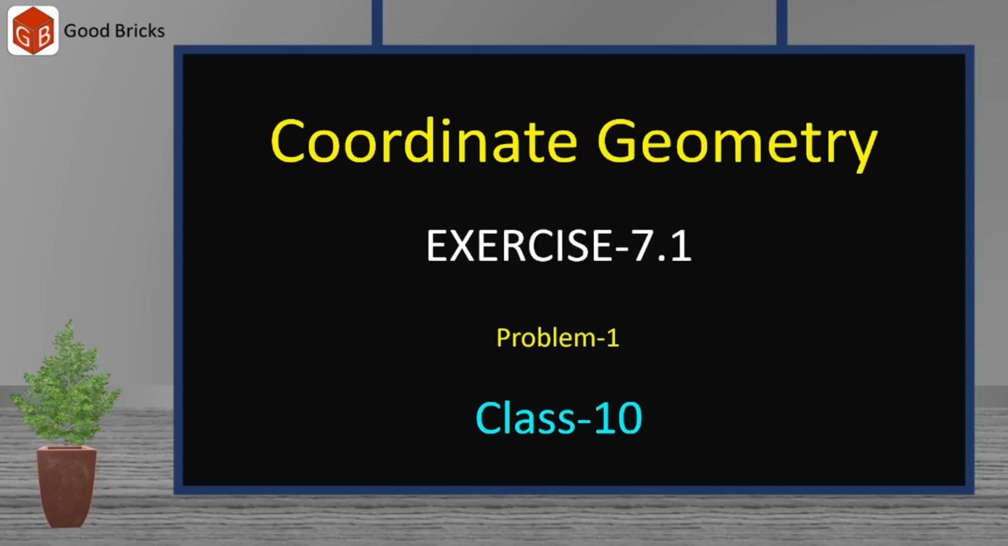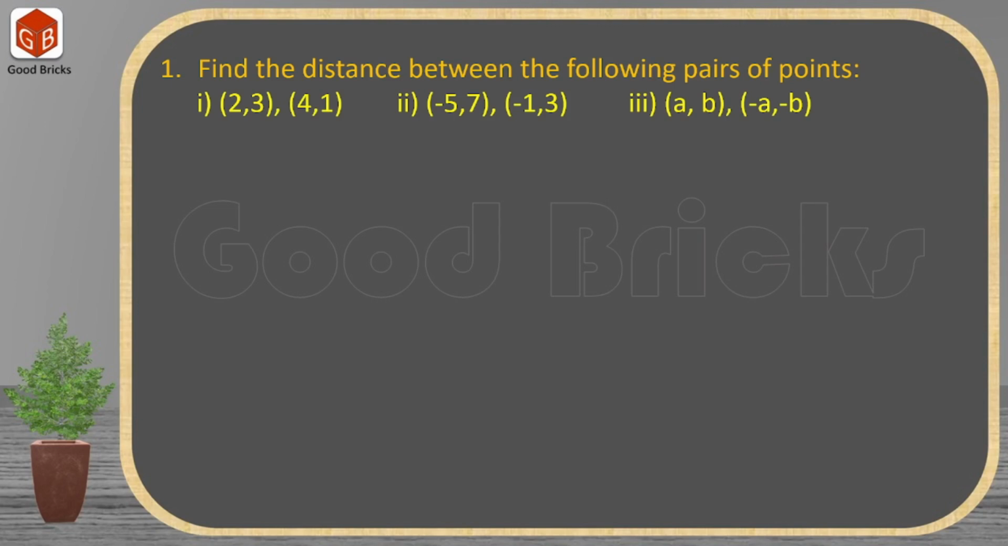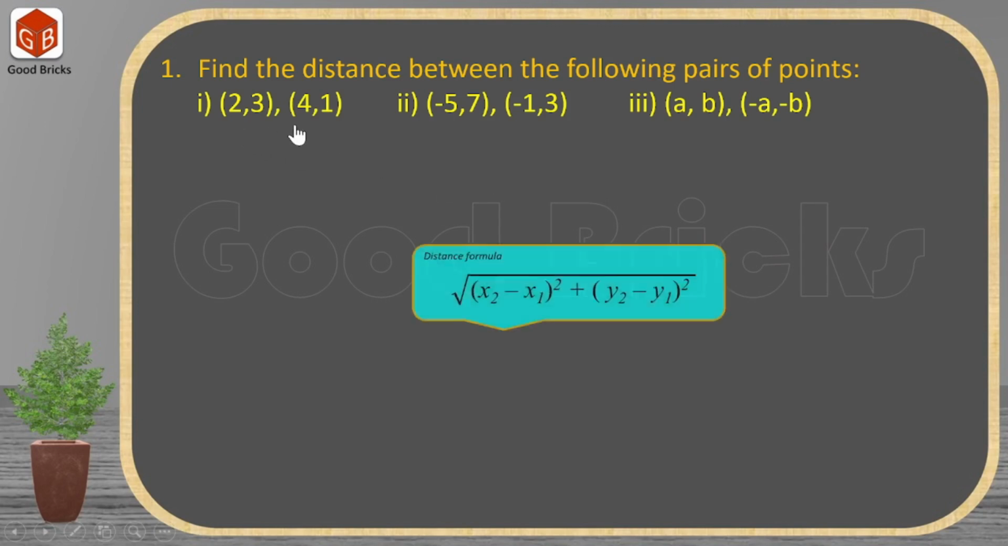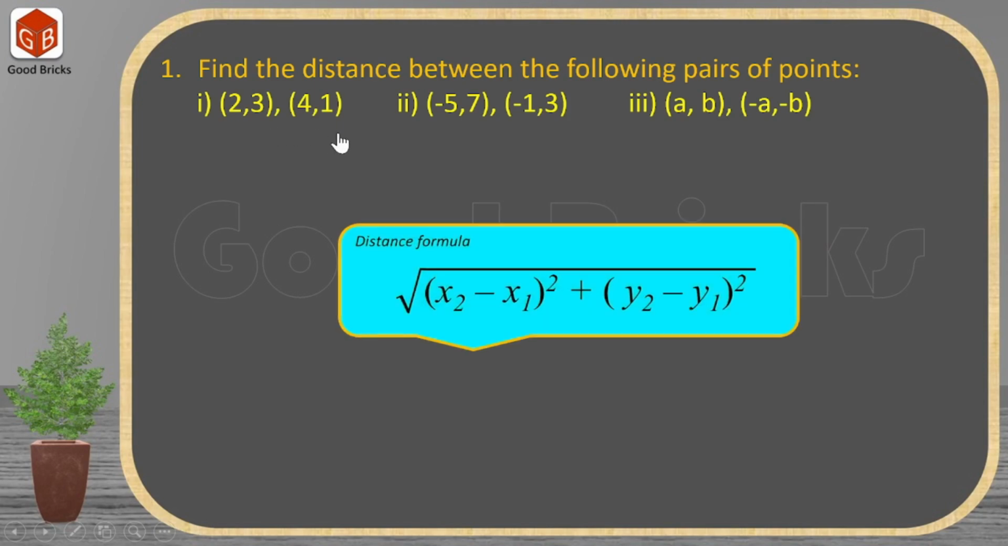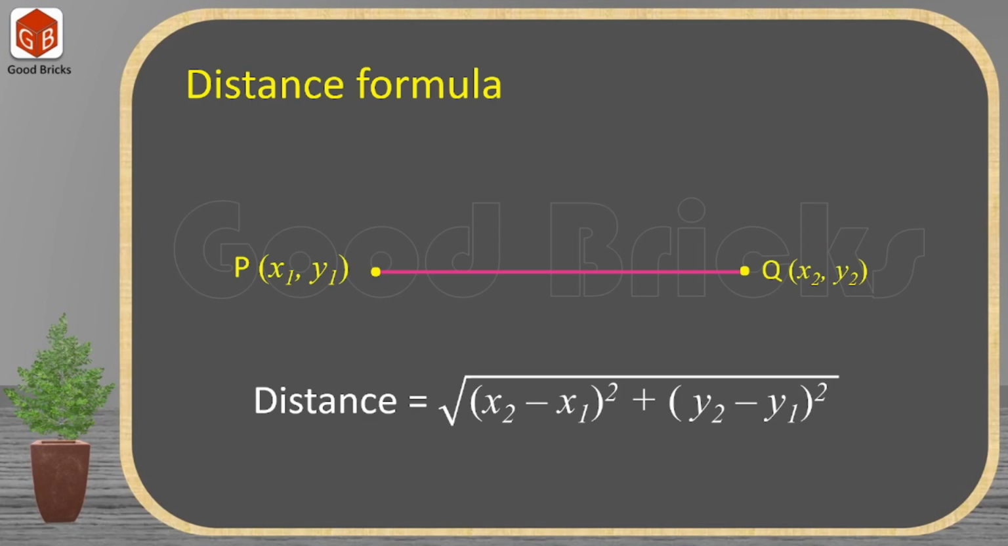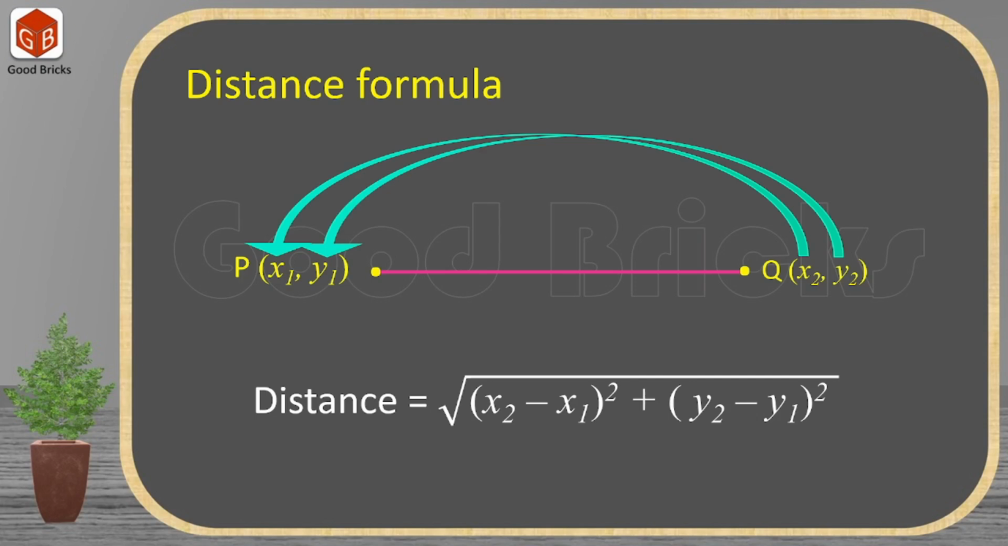Let us quickly start exercise 7.1 with problem 1. In this problem 1, they have given pairs of points and we need to find the distance between each given pair. See here, we have 2 points on the screen. To find the distance between these 2 points, we are going to use the formula root of (x2 minus x1) whole square plus (y2 minus y1) whole square. So this is the formula we are going to use to find the distance between given points.